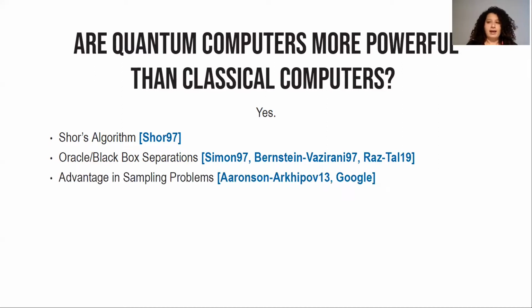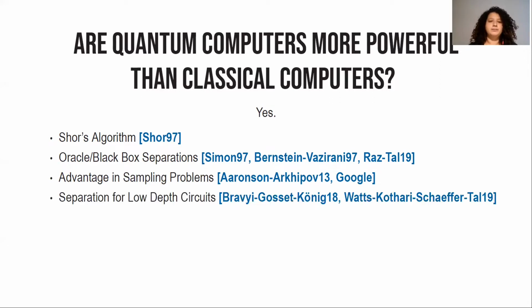Quantum computers have an advantage in sampling problems due to Aaronson and Arkhipov in 2013. And we have some separation for low depth circuits, for example, due to Bravyi, Gosset, and Koenig from 2018, and Watts, Kothari, Schaeffer, and Tal from 2019. This means that there are problems that low-depth quantum circuits can solve, but low-depth classical circuits cannot solve.